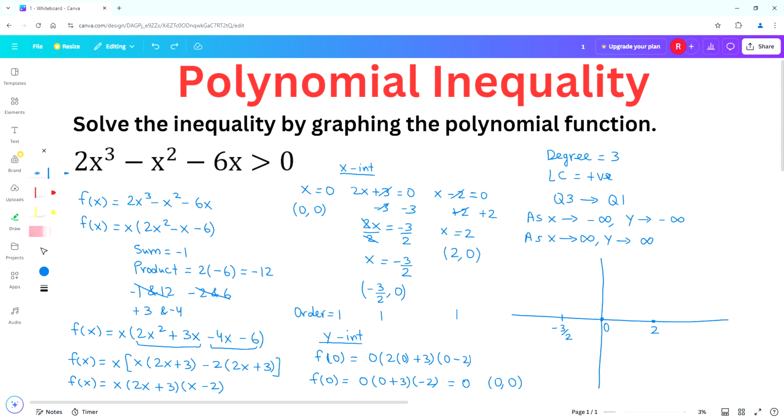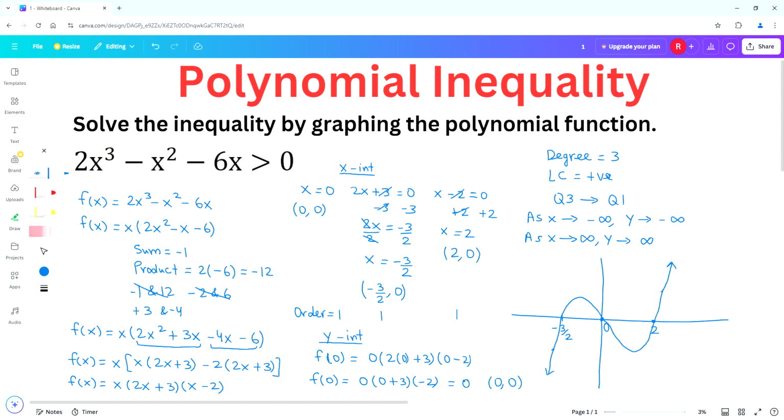On the left side of the x-axis, the curve goes down because as x approaches negative infinity, y approaches negative infinity. And on the right side, the curve goes in the upward direction because as x approaches positive infinity, y approaches positive infinity. Now we can join these end behaviors by sketching the graph through the intercepts. This is the graph of this polynomial function.